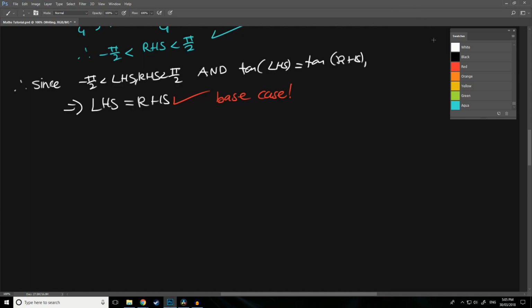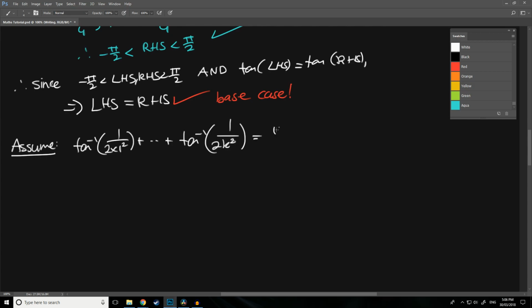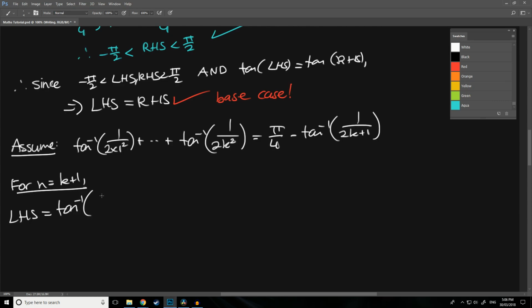Okay, right, time for the inductive step. We will assume that inverse tan 1 on 2 times 1 squared plus blah blah blah plus inverse tan 1 on 2k squared is equal to pi on 4 minus inverse tan 1 on 2k plus 1. Now, for n equals k plus 1, we'll prove the left-hand side equals the right-hand side. So the left-hand side is equal to this. We just add one more term onto it.